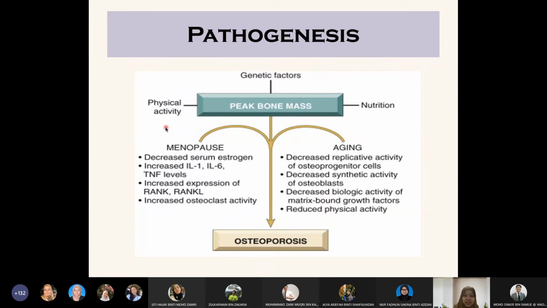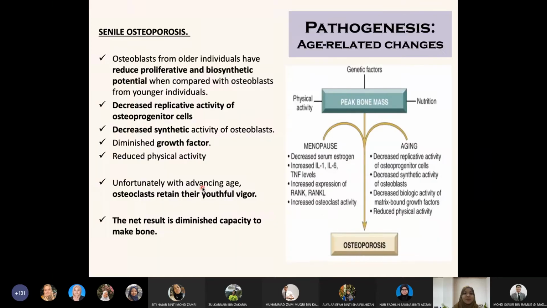So physical activity, genetic factors, and nutrition will determine your peak bone mass. And then as I mentioned before, after the third and fourth decade of life, depending on your peak bone mass and other occasions like menopause for females and aging for both, it will eventually lead to osteoporosis. So these are the risk factors for osteoporosis. Okay, let's go one by one.